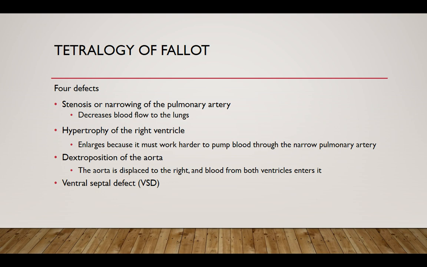Polycythemia develops to compensate for the lack of oxygen, and known as Tet spells occur during the first 2 years of life. Spontaneous cyanosis, respiratory distress, weakness, and syncope occur. They can last up to a few hours and are followed by lethargy and sleep. Place the child in a knee-chest position when the Tet spell occurs.